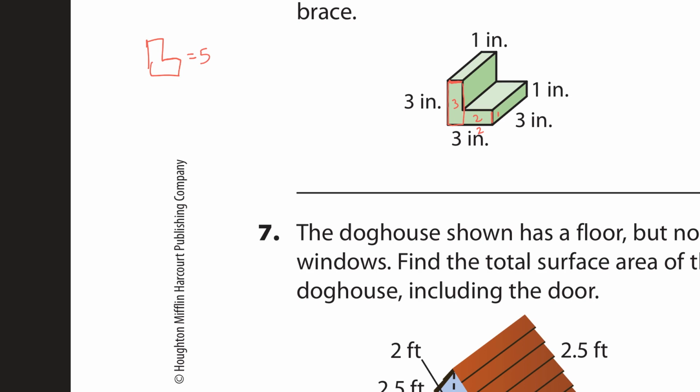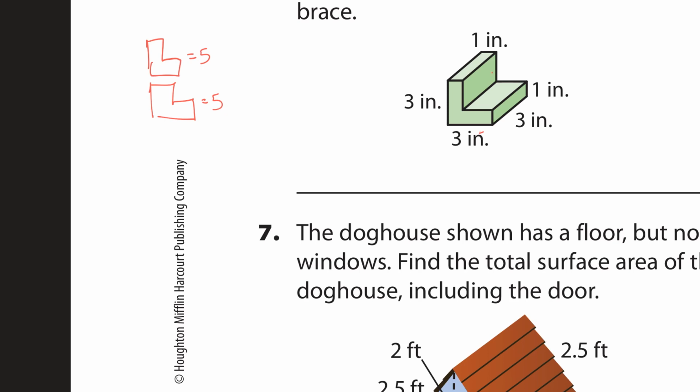But there's 2 of these, right? There's the front one, and then there's the back one back here. So I'll do 2 of these. So there's the 2 sides. Okay, so that's 5 and 5. So far we have 10.